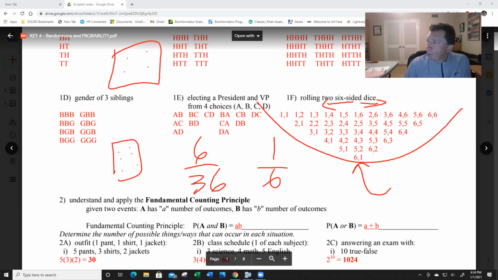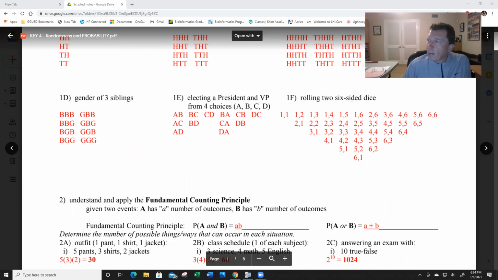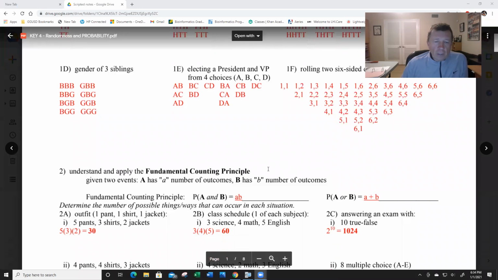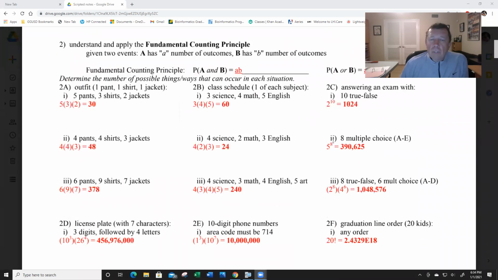Okay. So you can write those down, but that's all sample space. And 36 is a pretty large sample space to try to calculate, but it's definitely doable. My recommendation is if it's a small number of outcomes, go with sample space. So the next one, fundamental counting principle.